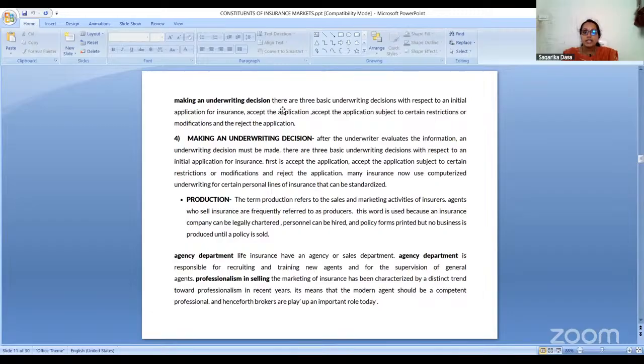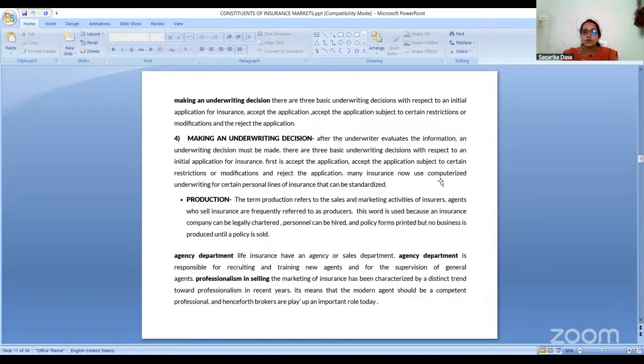Now, while making an underwriting decision, after collecting the information, the underwriter will evaluate and study the information. An underwriting decision must be taken. After studying the entire information clearly and thoroughly, then they will take the decision. There are three basic underwriting decisions with respect to initial applications of the insurer. First is accept the application. Second one is we accept but subject to certain restrictions or modifications. Third one is you reject the application.